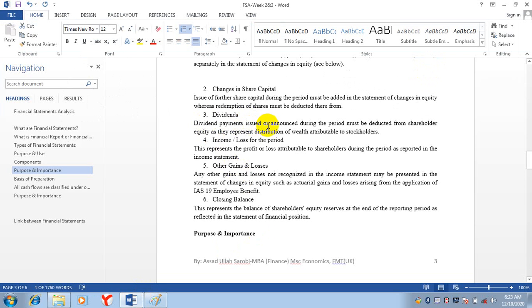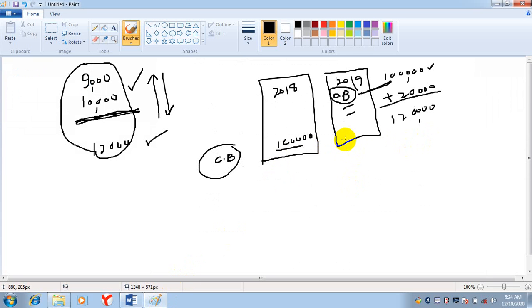Dividend payments issued or announced during the period must be deducted from shareholders' equity, as they represent distribution of wealth attributable to stockholders. If you are paying dividends to the shareholders, suppose out of the profit we paid 10,000, we announced dividend and paid dividend, so this money will be deducted. Dividends must be deducted from the balance.